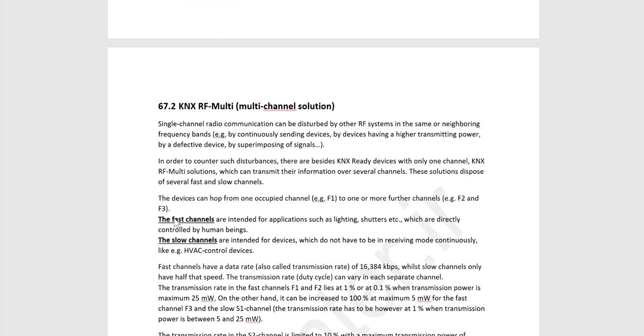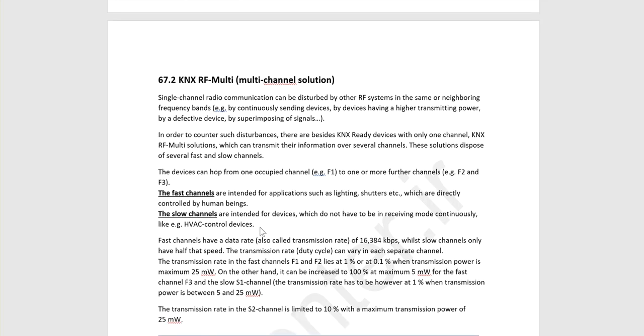Okay, where do we use the fast channel? The fast channels are intended for applications such as lighting control and shutter control, which are directly controlled by human beings, and slow channels are intended for devices which do not have to be in receiving mode continuously, for example the HVAC control devices. HVAC control devices, for example, provide the control value every 30 minutes.